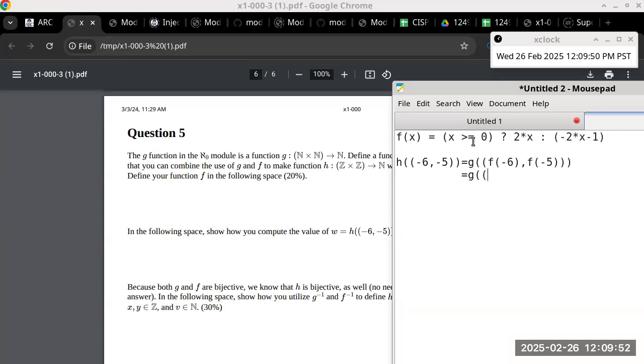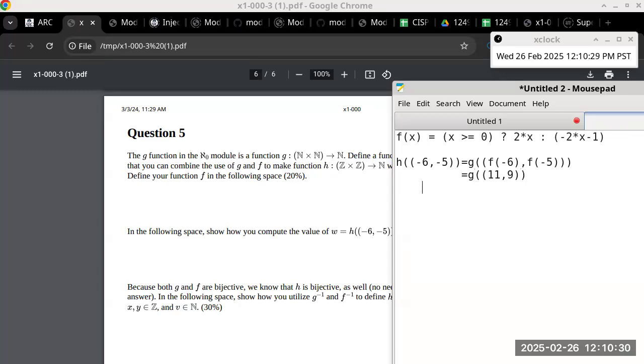Is -6 greater than or equal to 0? Nope. So what is -2 times -6? Oh, it's just 12, because -2 times -6 is just 12. Sorry, I misspoke. And the other one is 9, because -2 times -5 is 10, and 10 minus 1 is 9. So now we just have to figure out what is the g value of the two tuple of 11, 9.